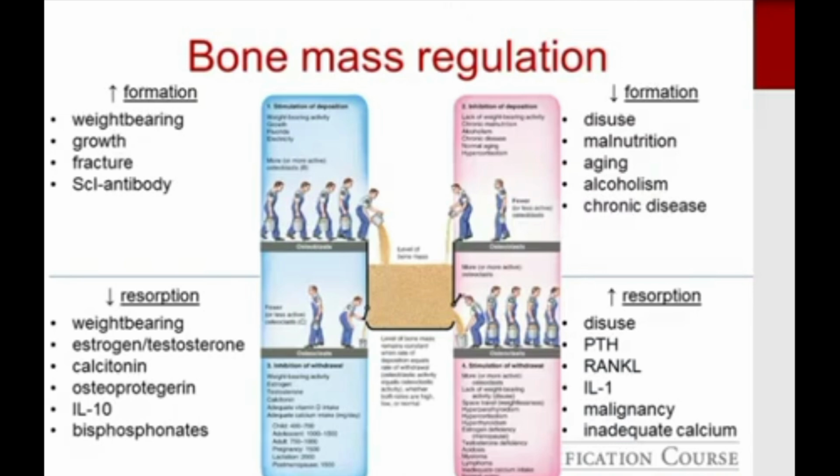IL-10 is an important substance that also decreases osteoclast activity, as well as bisphosphonates. If you increase resorption, as you see in the bottom right-hand corner of this slide, you'll have decreased bone mass. Things like parathyroid hormone, RANK ligand, malignancy, or inadequate calcium intake. These can all increase bone resorption.